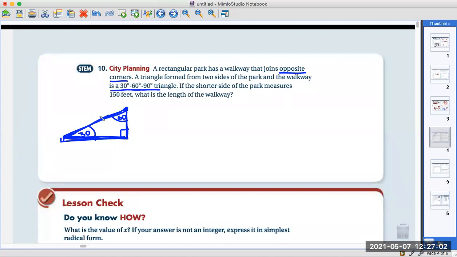I'm labeling my triangle. If it's a 30, 60, 90 degree triangle, I can use my rule that I just used over and over again. If the shortest side of the park measures 150 feet, what is the length of the walkway? Oh, this is the same thing. It's 300, it's twice.